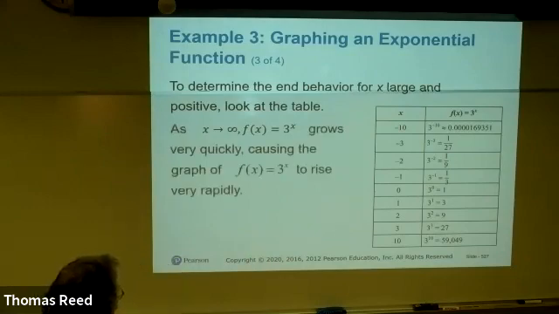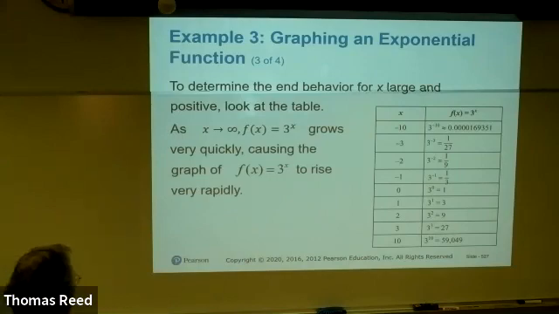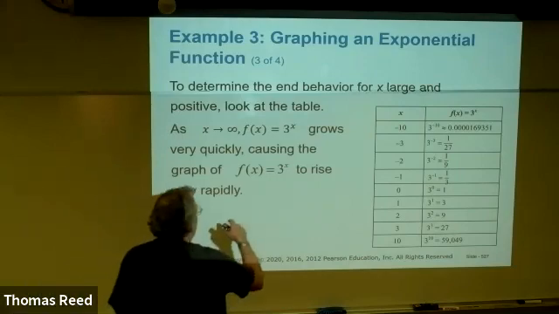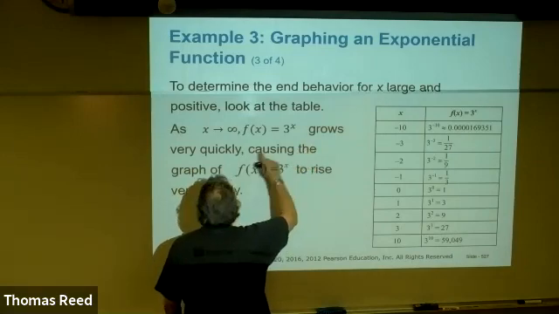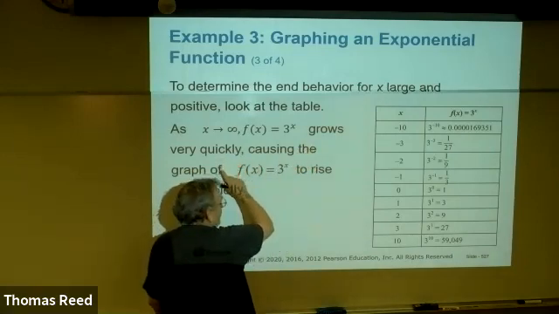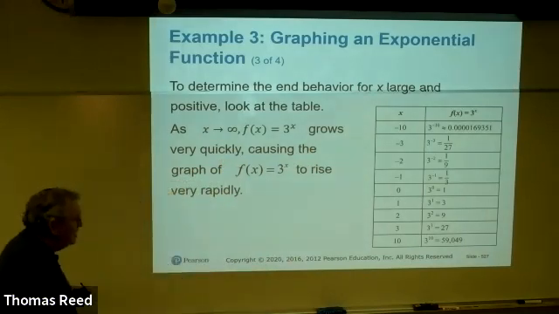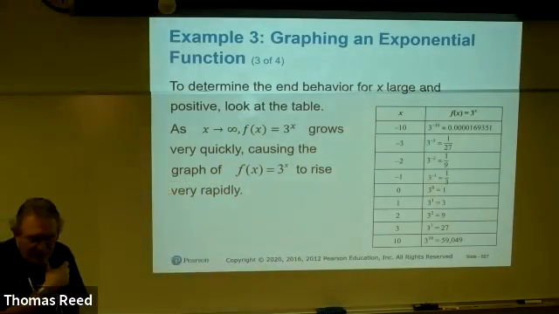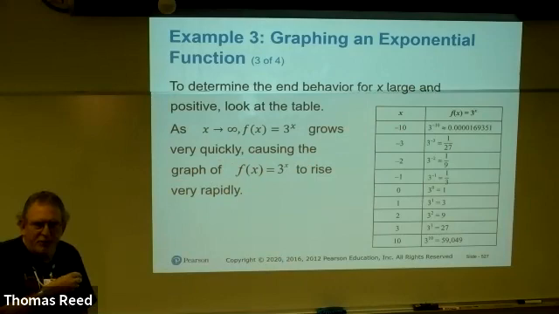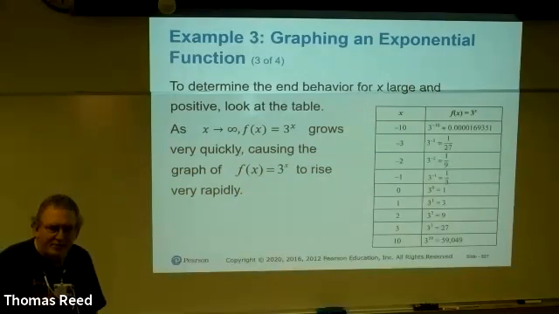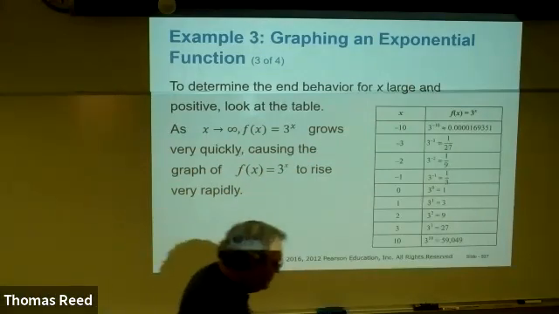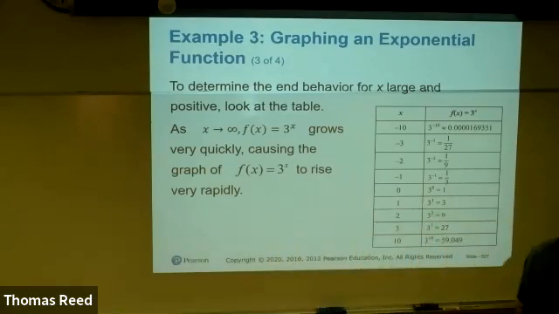Okay. So as x grows, f of x grows very quickly. It increases in value very fast. So that's exponential growth, which means it's growing very fast. Bacterial growth and viral growth are exponential.